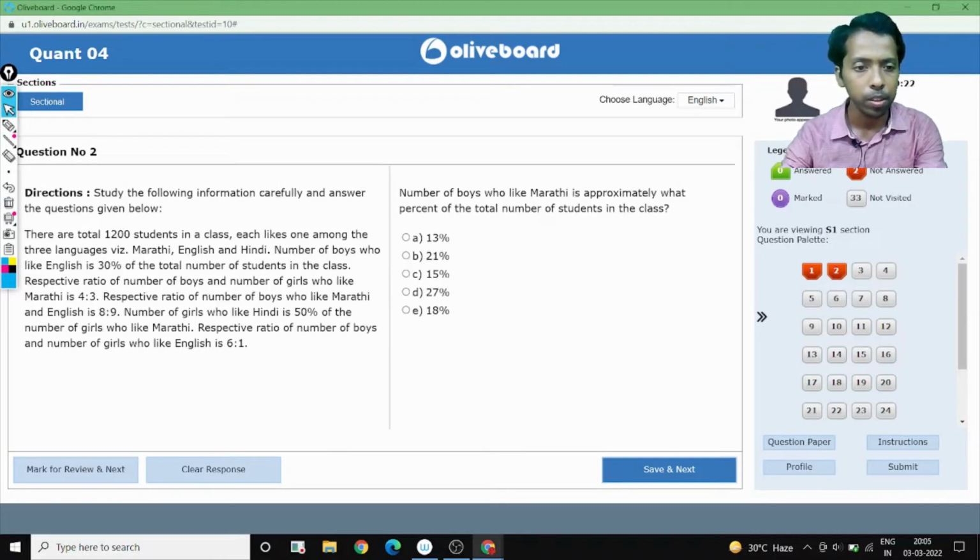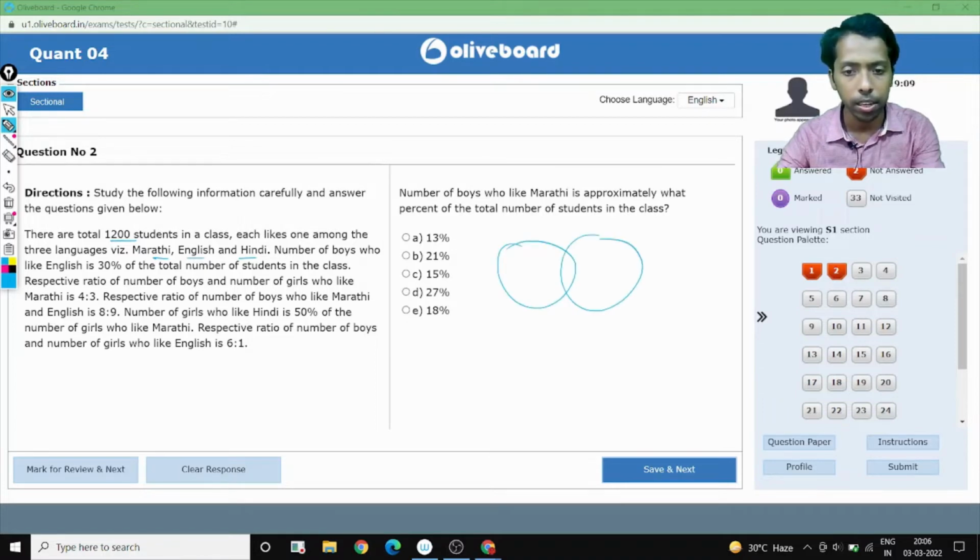Just move forward. Yes. There are total 1200 students in a class, each likes one among the three languages Marathi, English, and Hindi. Right. So this is Marathi, this is English, and this is Hindi. Right. Number of boys who like English is 30% of the total number of students in the class. Number of boys who like Marathi... okay. So Marathi, here comes the boys part. Number of boys who like English is 360.